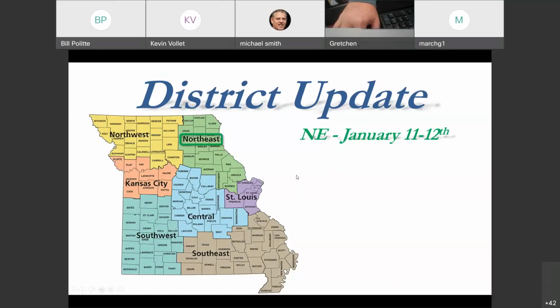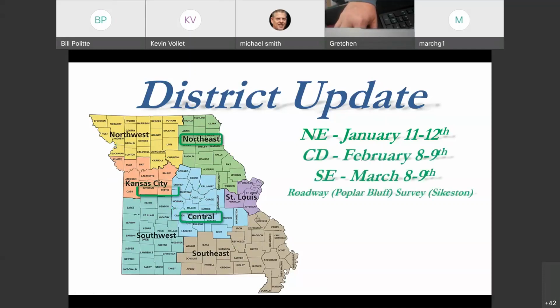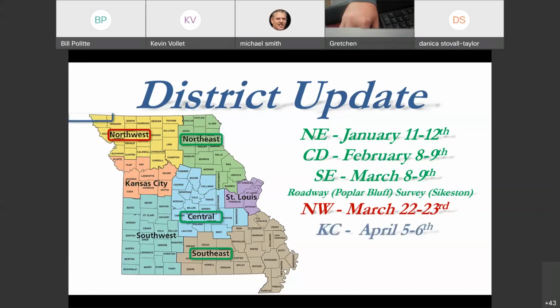Yeah, you took a little bit of my thunder, but we did Northeast in January, Central District in February. We just finished up Southeast last week, I think it was. Our next group is the Northwest District, next week. We're going to get all the training done on the 22nd, and then we'll stick around the next day for any jobs that we can start the conversion on. We're still doing a lot of conversion for Southeast, but we've got a pretty good chunk of it done already. After that, we're heading to Kansas City on the 5th and 6th of April.